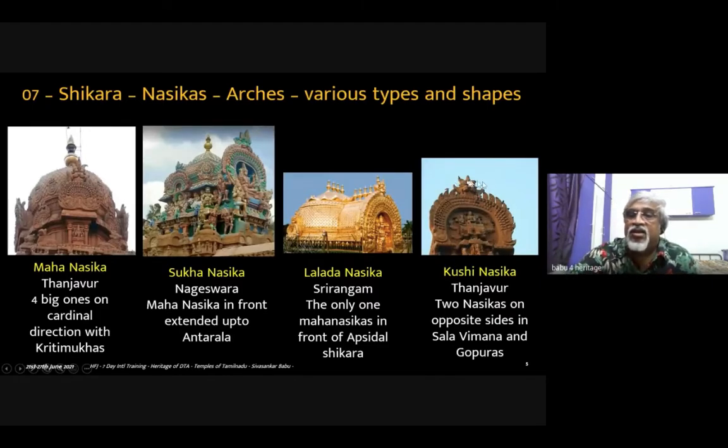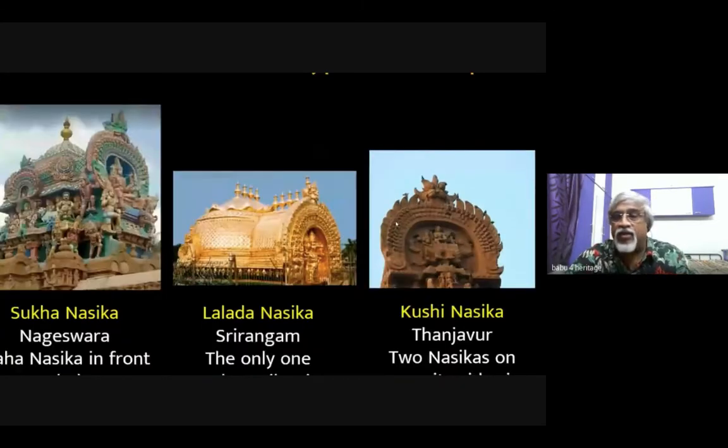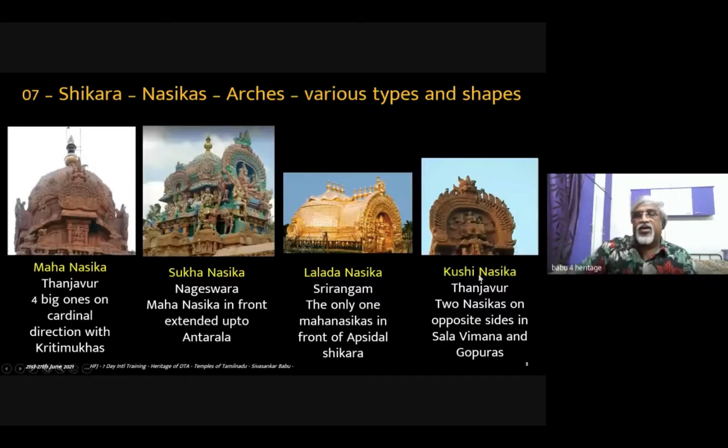And this is not a single lion or tiger. It is a combination of so many animals, characters. It is not a simple lion. This is called Kushinasika. This will normally be available on the diagonal sides of the gopuram.